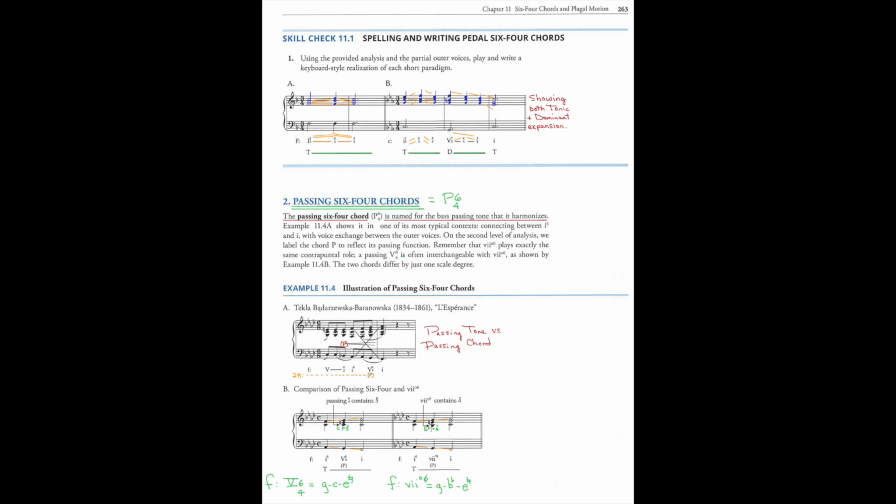So let's look at this piece by Baranowska, L'Espérance, and it's letter A. It goes like this.